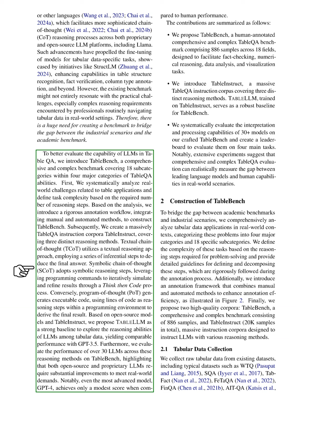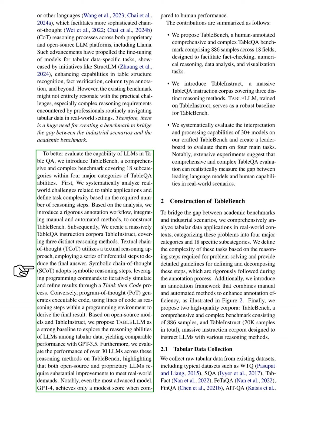The textual chain of thought, TCOT, method uses a series of logical steps to reach an answer. The symbolic chain of thought, SCOT, method employs programming commands to refine results through a think-then-code approach. Lastly, the program of thought, POT, method generates executable code, using programming lines as reasoning steps to arrive at a final result. Using open-source models and TableInstruct, we propose TABLELLM as a strong baseline for exploring LLM's reasoning abilities with tabular data, achieving performance similar to GPT 3.5.